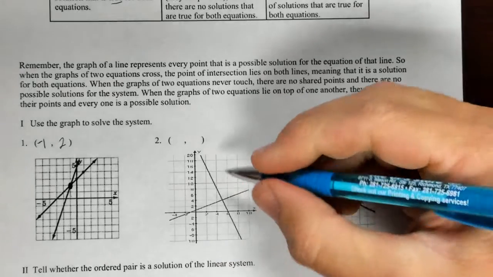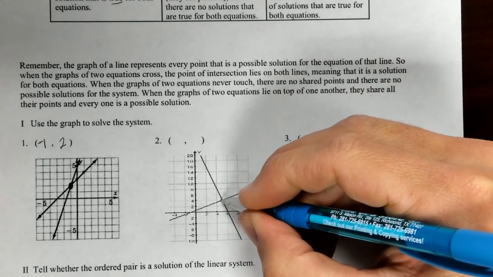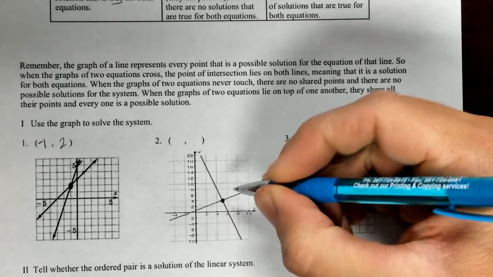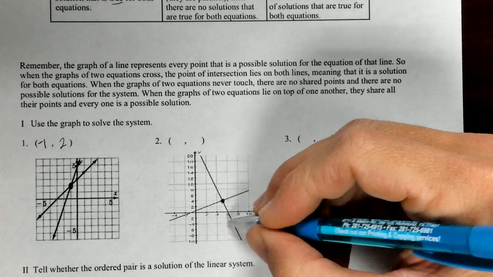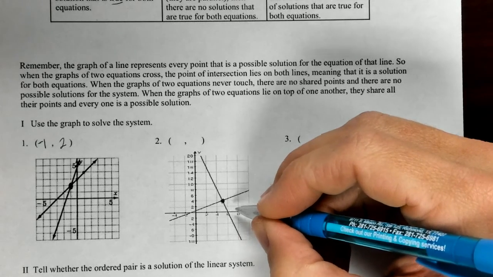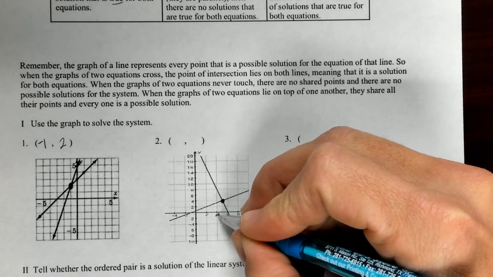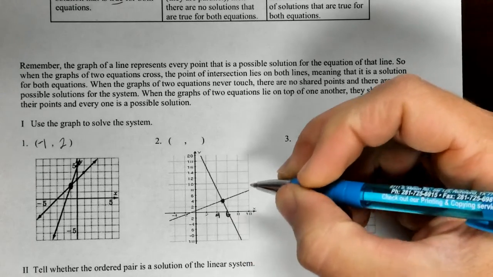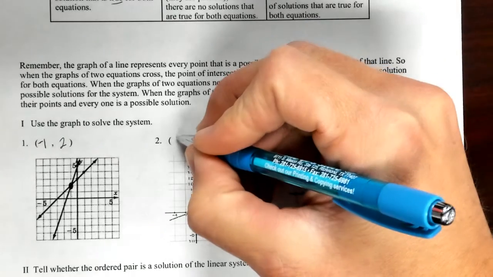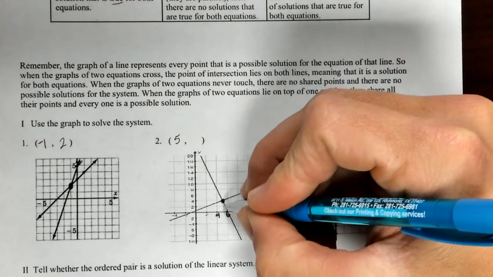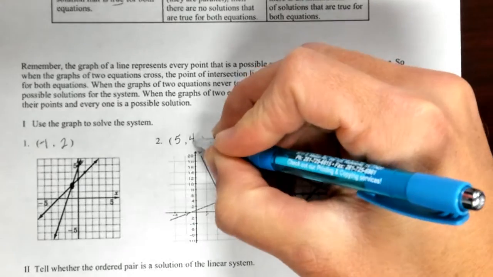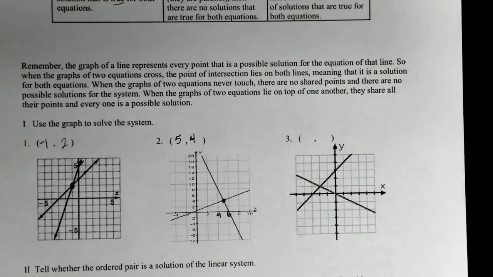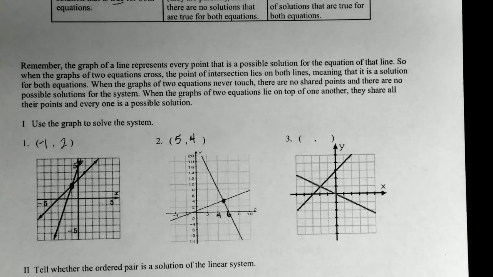Okay, number 2. Hayes, help me out. What is that point? Okay, so this is 4, Hayes. This is 6. So it's between 4 and 6, which would be what? 5. So we got an x value of 5, and the point of intersection is at 5, 4. Fantastic.